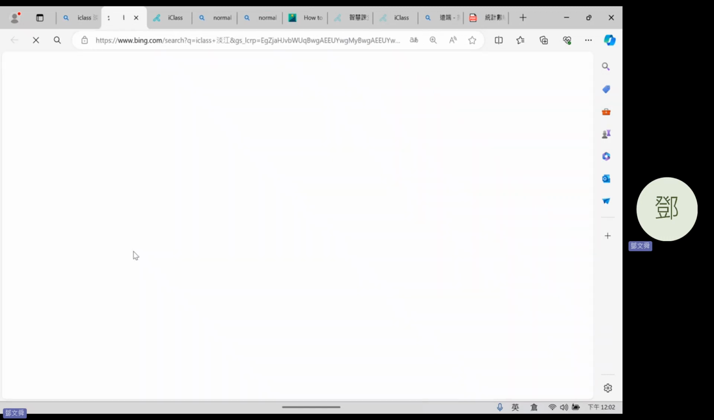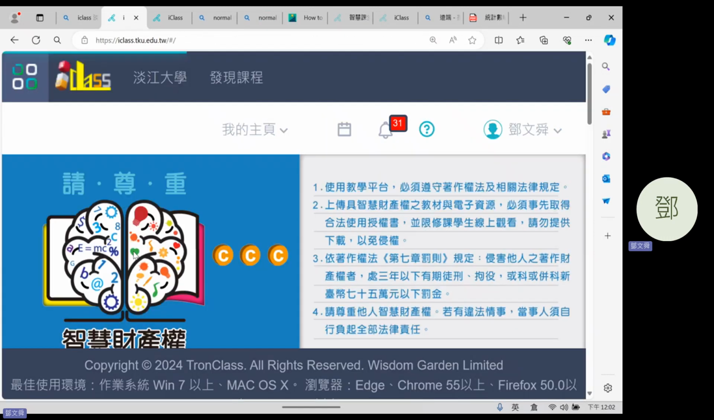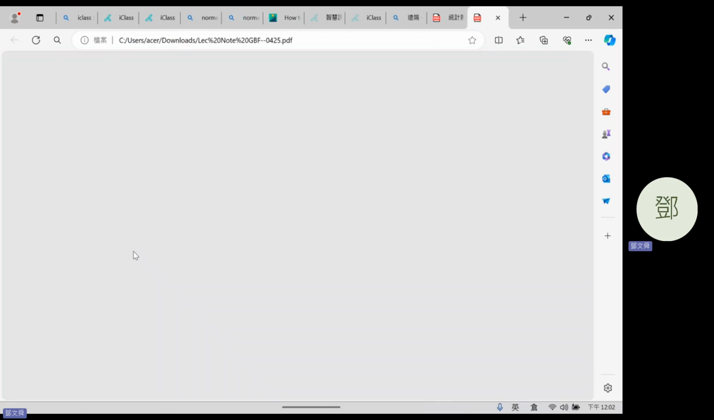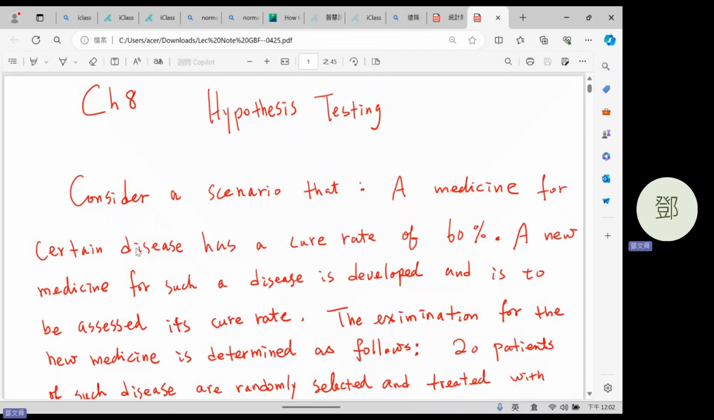Yes. I'm still confused. When do you use a one-tail test and a two-tail test? If it doesn't mention bigger than or smaller than, then it is a two-tail test.